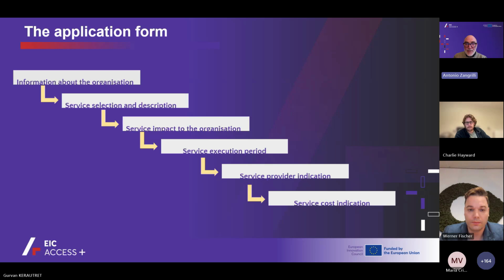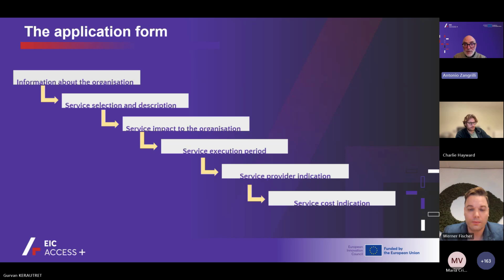Maybe my colleague Christina will present you in full detail the application process. But the application process is organized in 6 steps. You have first to register your organization. Then you move to the service selection and description. You have to provide some information about the impact of the service on your organization, how the organization will benefit from the services in terms of market deployment, strategy improvements, internationalization, and other activities.